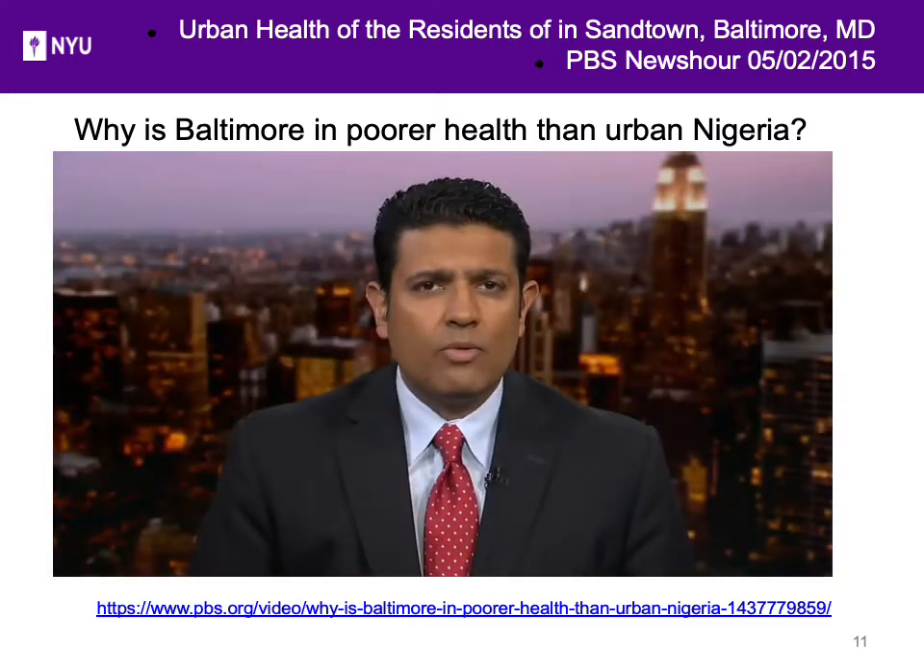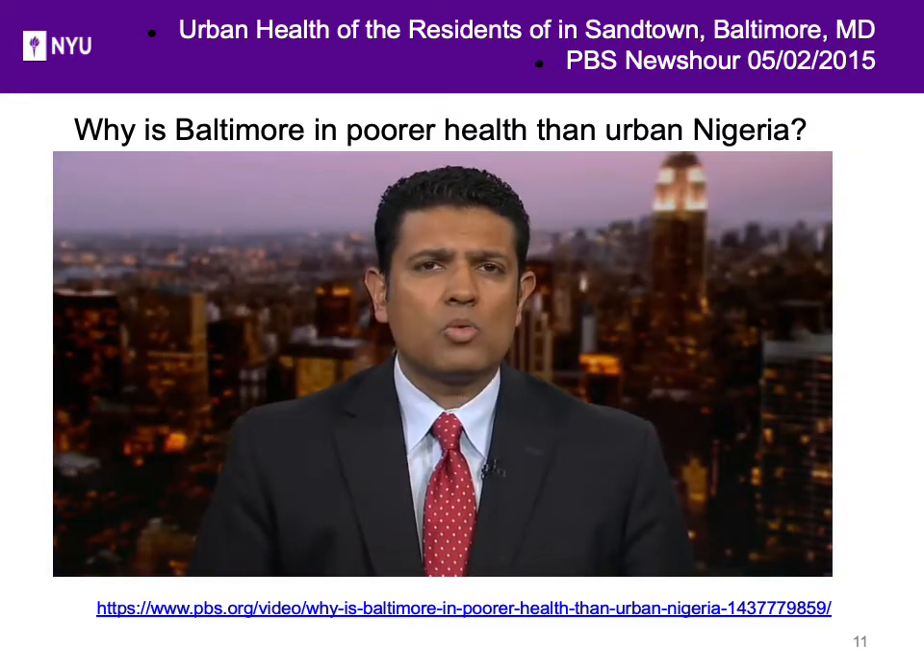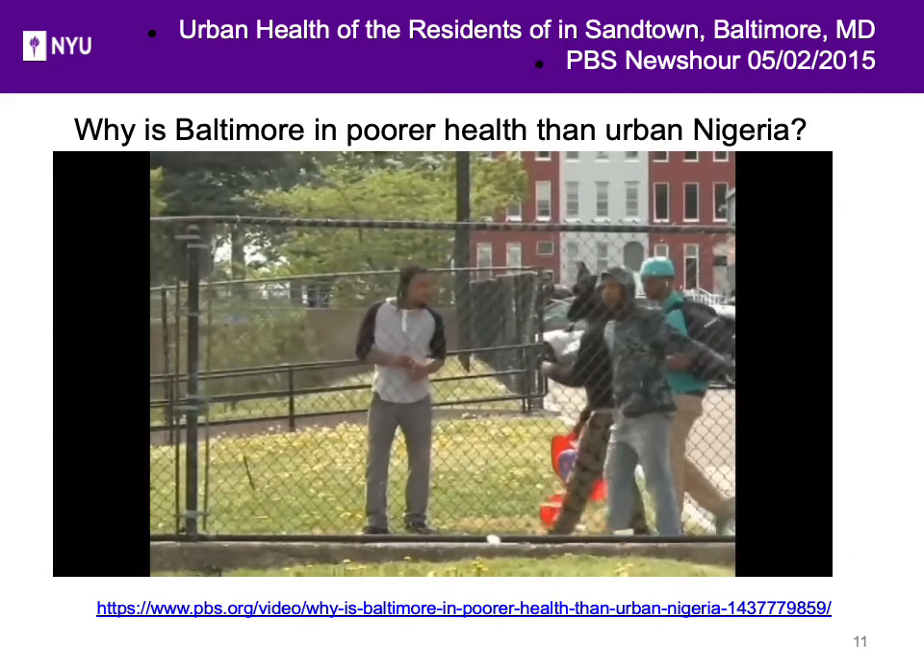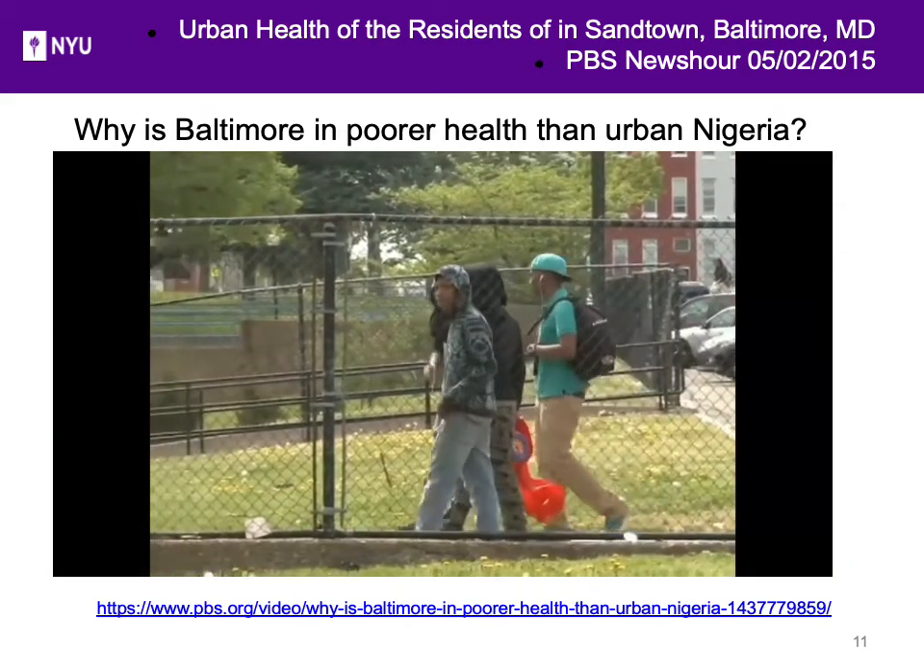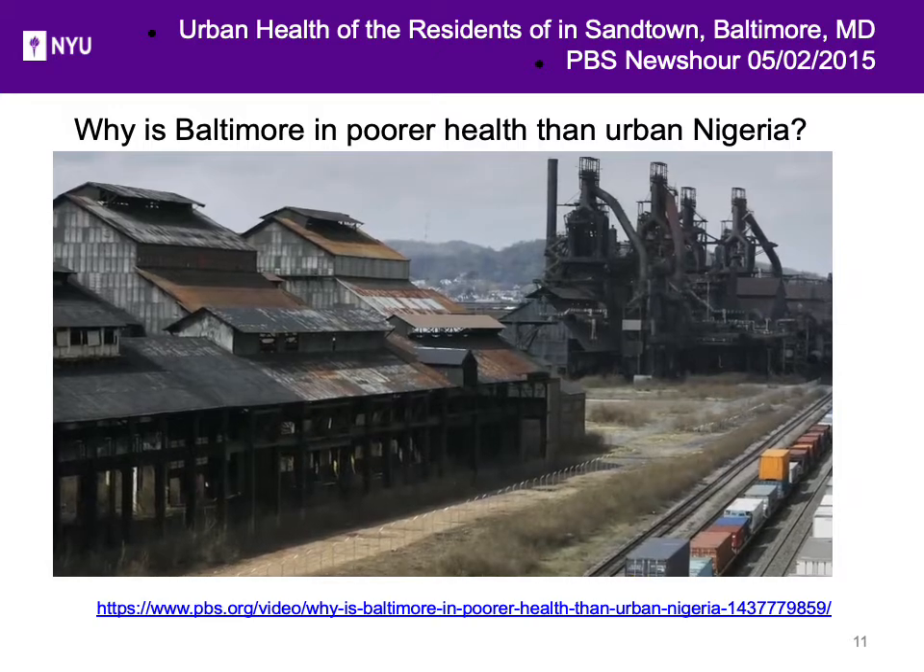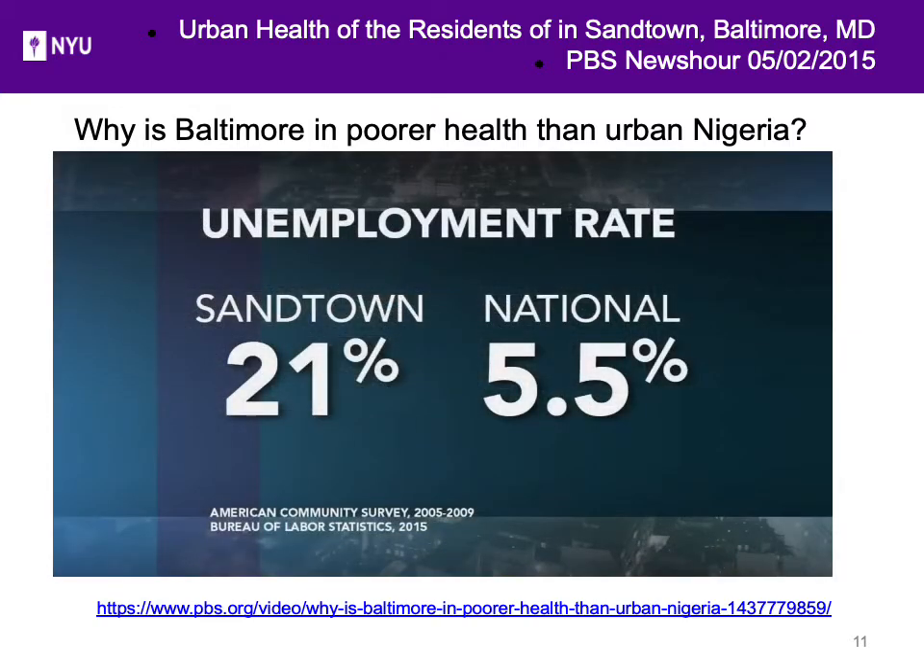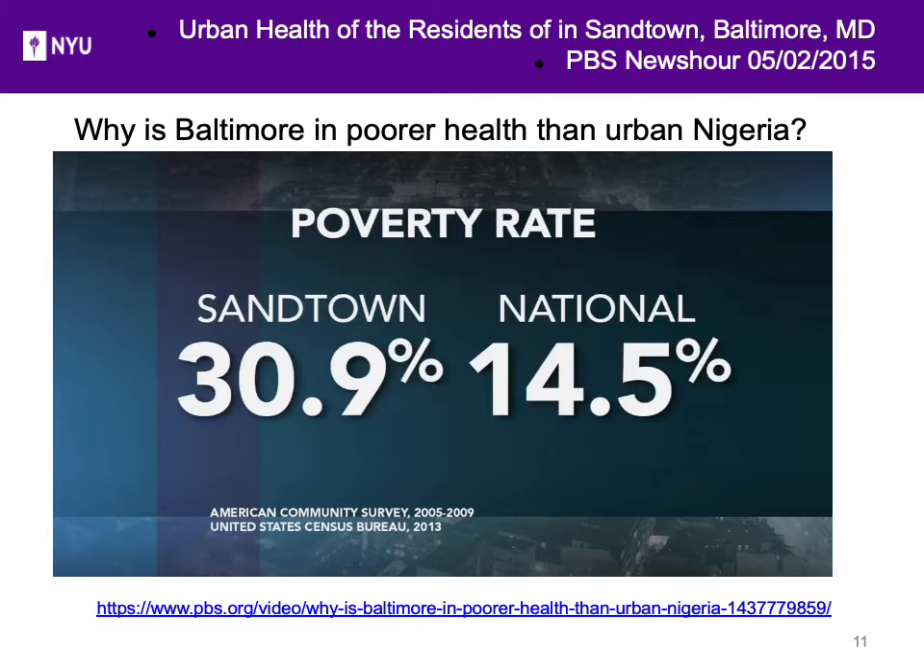It's a community of 14,000 or so people on Baltimore's west side that, like so many others, was hard hit by the loss of manufacturing jobs after big companies like Bethlehem Steel left town. The latest available numbers put the unemployment rate in Sandtown at more than 21%. That's about 4 times the national average. Almost a third of the residents there live in poverty. That's twice the national average.